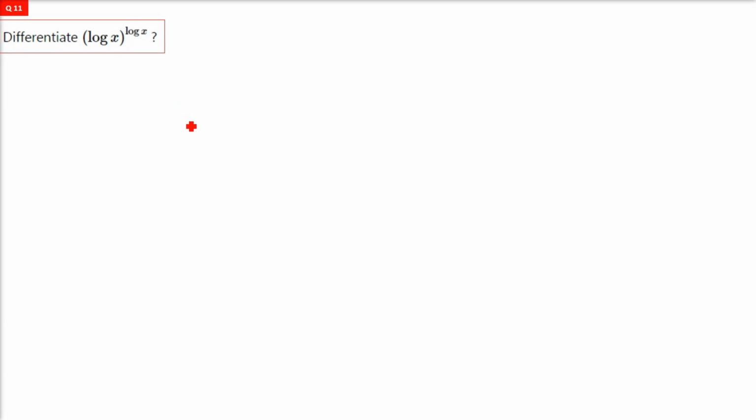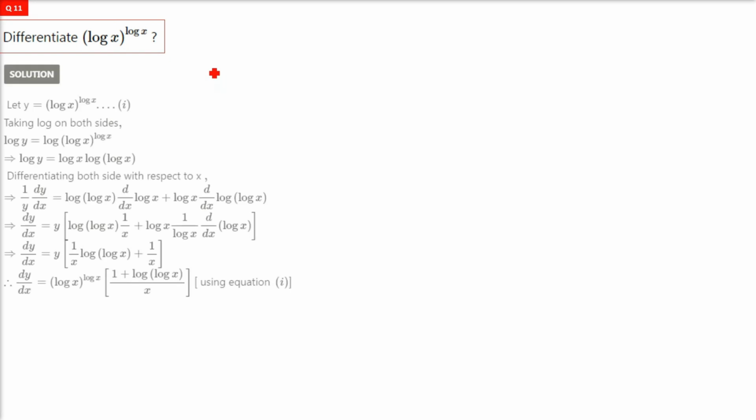Differentiate log x to the power log x. Same thing, we are going to take the, I hope you are well versed with the questions. So if you are able to try it yourself. And those who want to write, I have given you already the answer. But those who want to understand, let us see it.